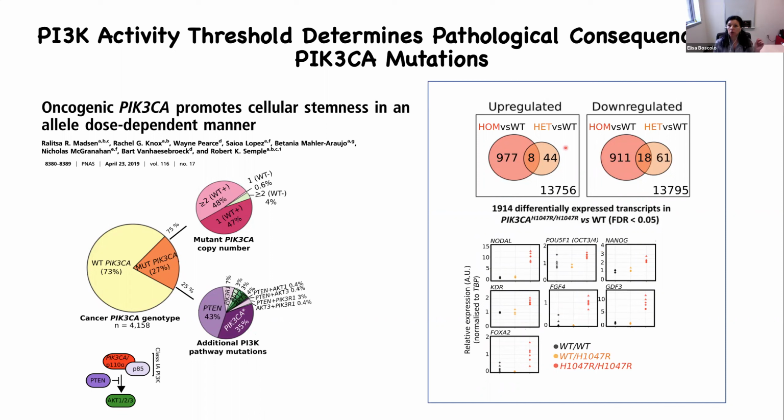And what they've seen is that when you compare homozygous mutation versus wild type, you have many more changes, 977 and 911, up or down, compared to the comparison heterozygous versus wild type. And the genes that seem to be importantly upregulated are genes that promote stemness of the pluripotent stem cells in the homozygous. So they think that in cancer, the PIK3CA mutation in homozygosity promotes stemness of the cells.